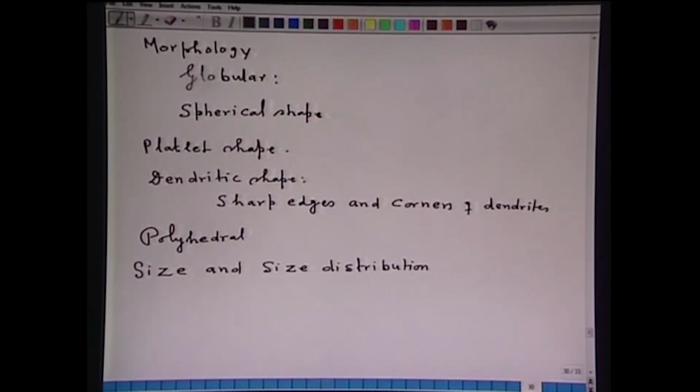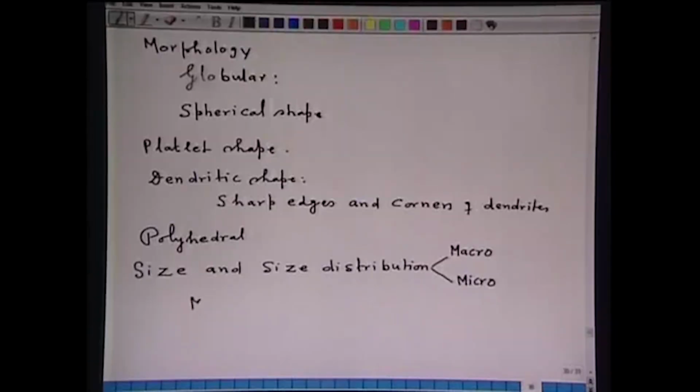Say we can have macro inclusions, the larger size, and we may have micro inclusions. Larger size inclusions, that is the macro inclusions, are very harmful as compared to micro sized inclusions. In fact, sometimes it is preferred to have micro sized inclusions in the steel.